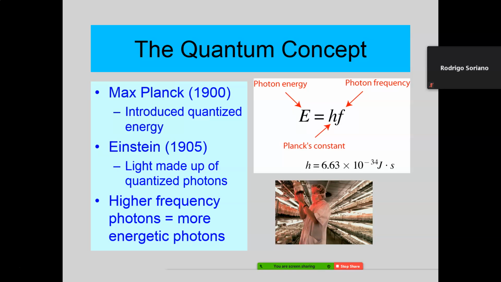This is really getting into quantum mechanics. I know y'all are auto mechanics, but this is a different kind. Okay.